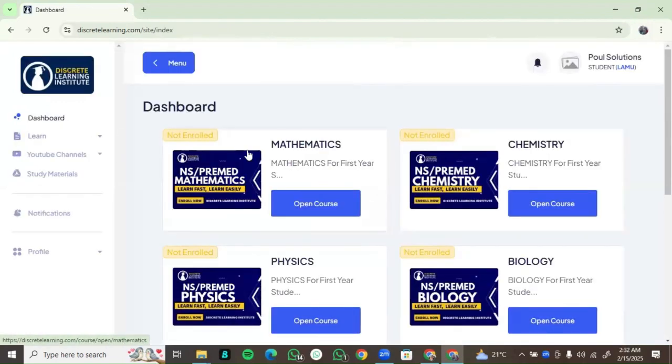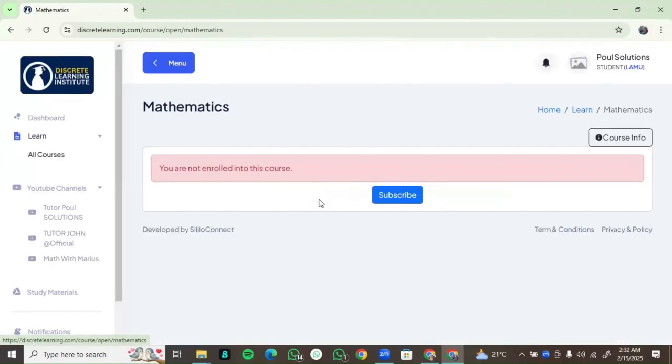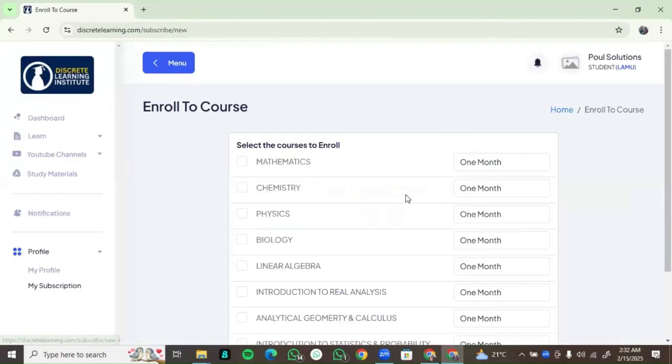once you are in this page when you log in, and then you want to register for a certain course, let's say you want to register for math, chemistry, and biology, what you need to do is just click on open course here, and then here click on subscribe. Okay, so I want to register for math, physics, chemistry, and biology there.